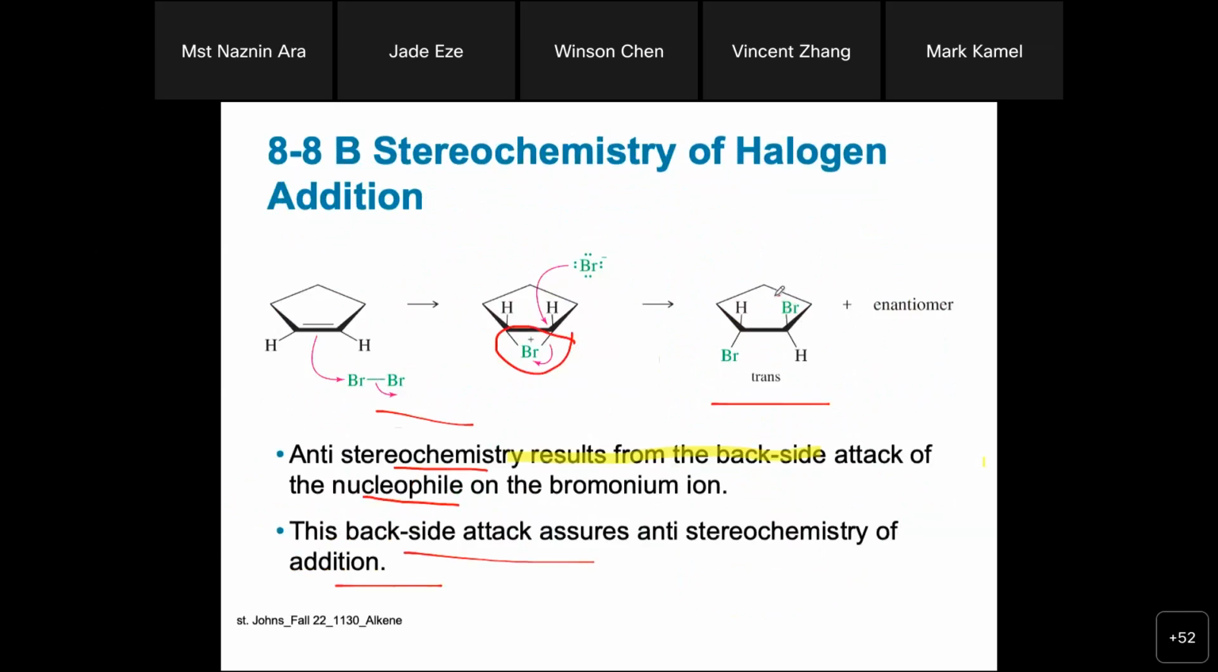So one will go here, and another will go here. If this was on the same side, it would be cis, correct? And if this is the backside, this is the trans. Sometimes when we need this kind of product, that's why this kind of reaction was discovered. So this is the bromonium ion, and this backside attack is the stereochemistry of addition.